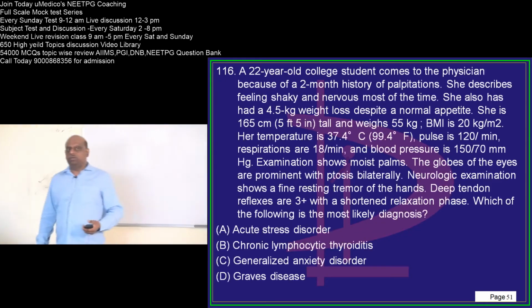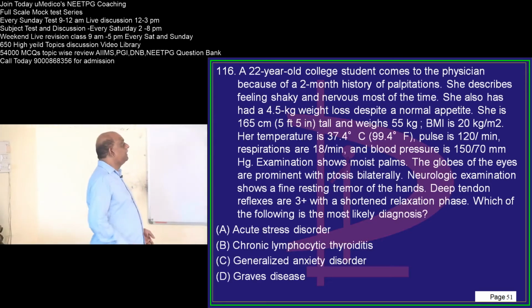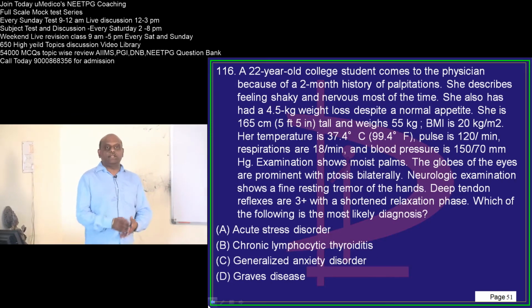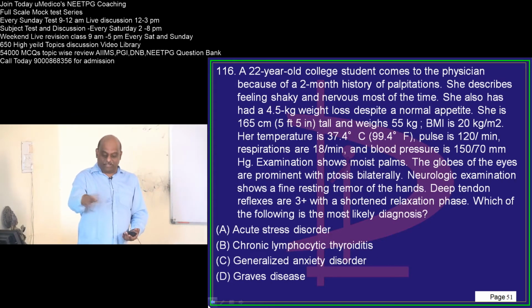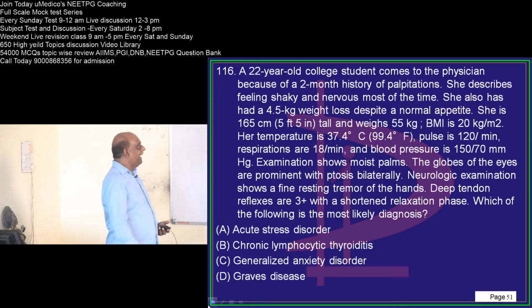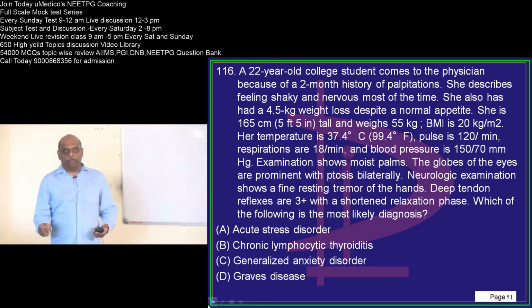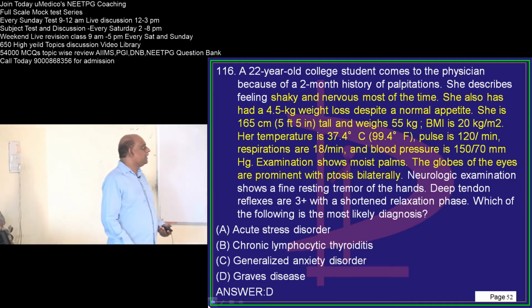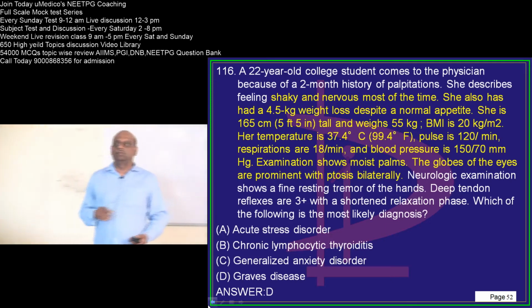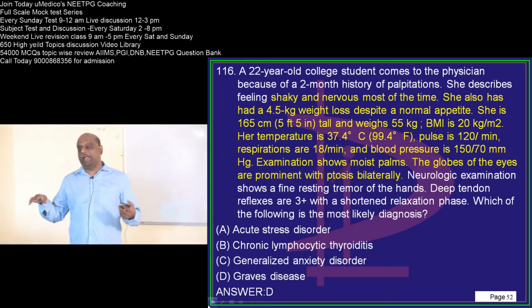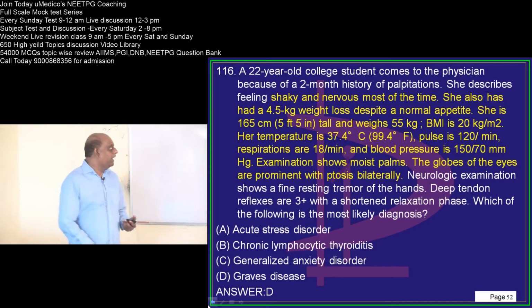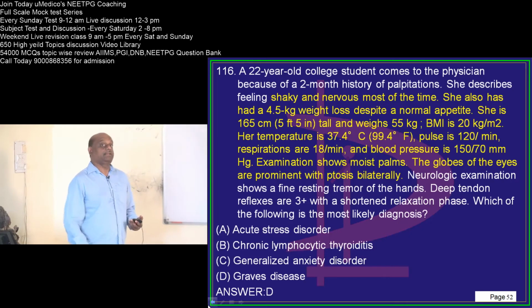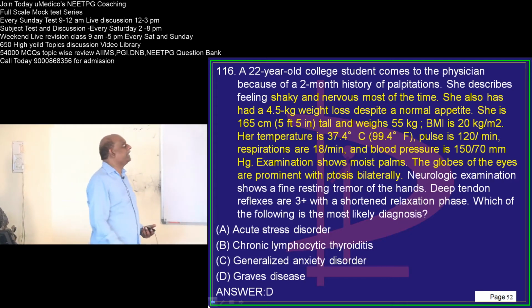A 22-year-old comes to the physician, his blood pressure is 150/70. Neurological examination shows a resting tremor. Resting tremor is Parkinsonism. Deep tendon reflexes are 3+, and there is a shortened relaxation phase. So typically this patient is, resting tremor can also happen in Parkinsonism. It can happen whenever there is excessive thyroxine, as in the case of Graves' disease, is another place where resting tremor can occur.